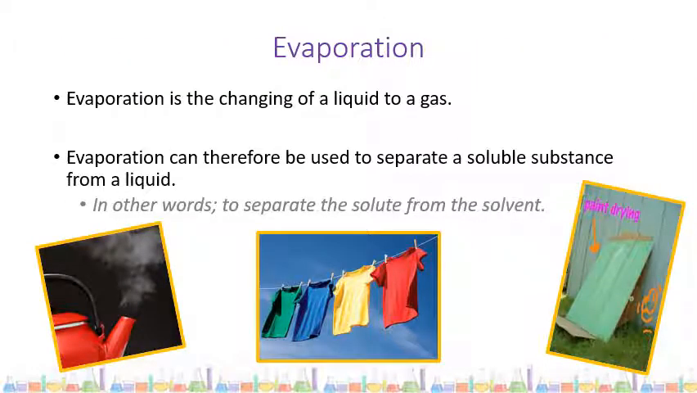Now, as we said, that's called evaporation. You'll remember this from our solids, liquids and gases chapter, that evaporation is the changing of a liquid into a gas. So we can use evaporation, like we saw in the salt water example just there, to separate a soluble substance from a liquid. So in other words, we can separate the solute from the solvent. So other examples of evaporation that we spoke about back in the last chapter were when you leave paint to dry, when your clothes are drying out in the sun, or when you're boiling the kettle, you can see the water evaporating there.